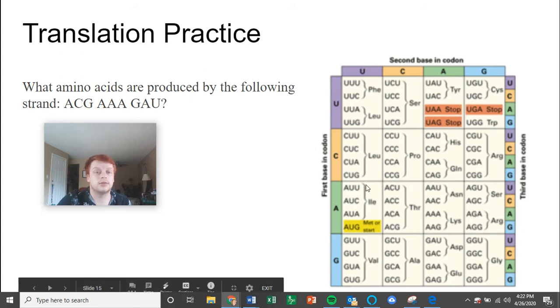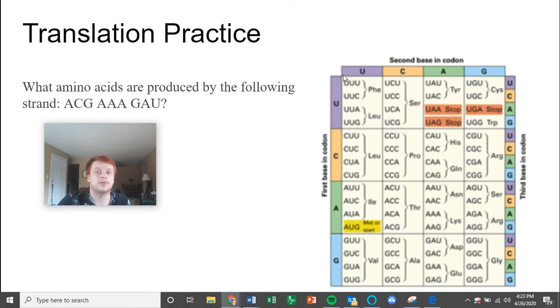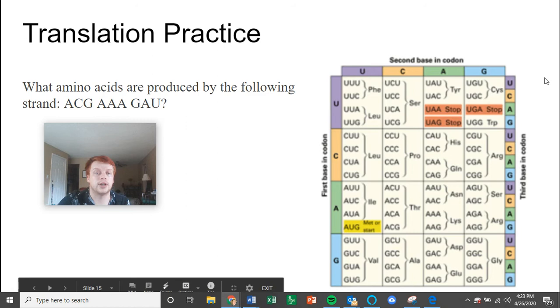So this is really easy to read, but it tells us which of the 20 amino acids gets produced from each of the different groupings of base pairs or codons.